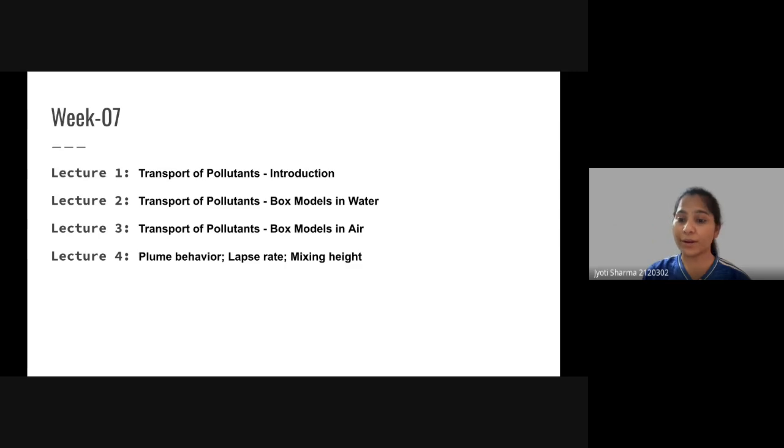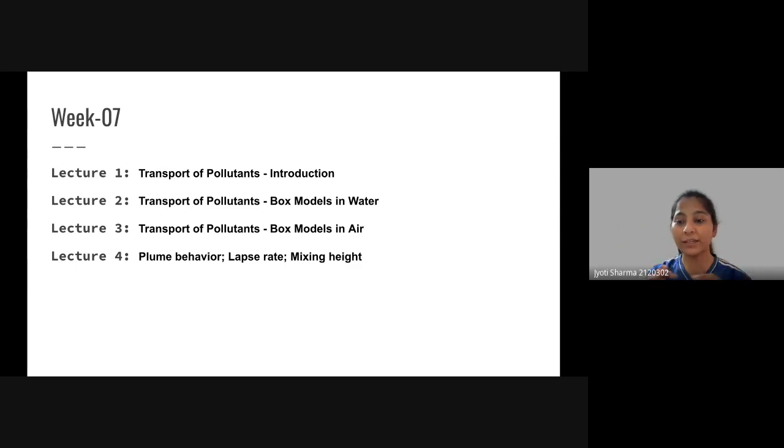Then we moved to air, and in air we learned about the box model. Till now, we will use some concept of the box model, and it was nothing complicated. What we are assuming is we have a box, and the air is coming in. Air may go out or not. There may be some reaction within the box. So we have some accumulation, and that accumulation should be equal to whatever is coming in minus whatever is going out, plus there is a generation in that box, minus there is a decay. So this is how we learned.